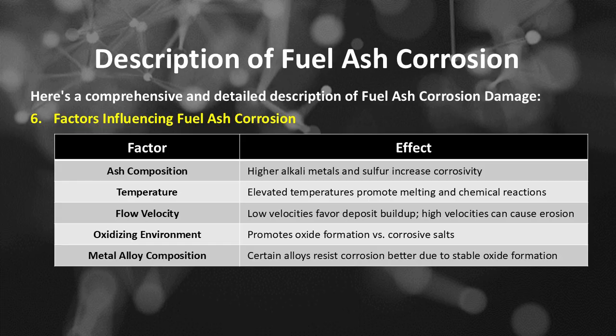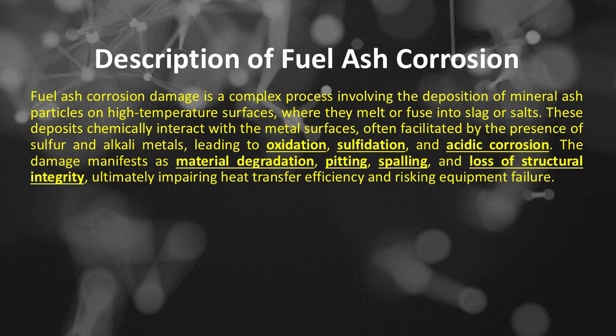The fifth: if the factor is coming from metal alloy composition, the effect is certain alloys resist corrosion better due to stable oxide formation. Fuel ash corrosion damage is a complex process involving the deposition of mineral ash particles on high-temperature surfaces, where they melt or fuse into slag or salts. These deposits chemically interact with the metal surfaces, often facilitated by the presence of sulfur and alkali metals, leading to oxidation, sulfidation, and acidic corrosion.